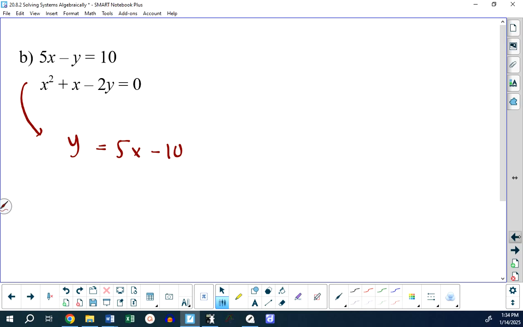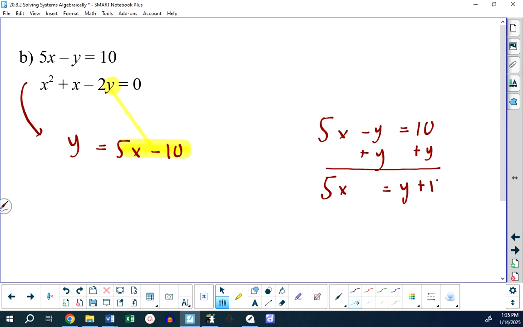And that means, since this is y, we can put it right here. Just to show you, 5x minus y equals 10, I add y to both sides and get 5x equals y plus 10. So I subtract 10. That means that the equation I'm going to solve is this: x squared plus x minus 2 times y, but y is 5x minus 10.